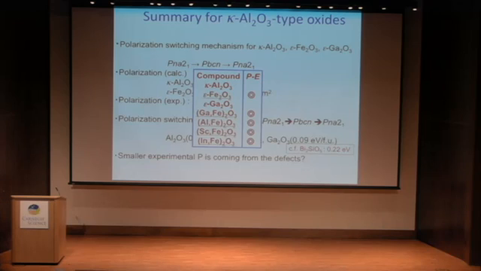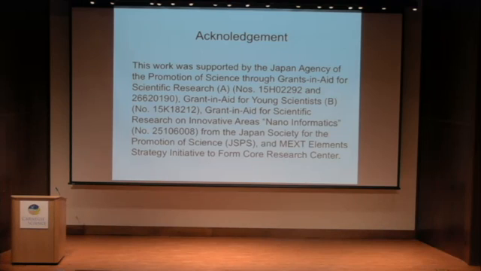This is the summary of the result. We could prepare five kinds of kappa alumina type compounds, and all these materials show ferroelectricity. So the detailed discussion will be reported in the near future. So thank you very much.